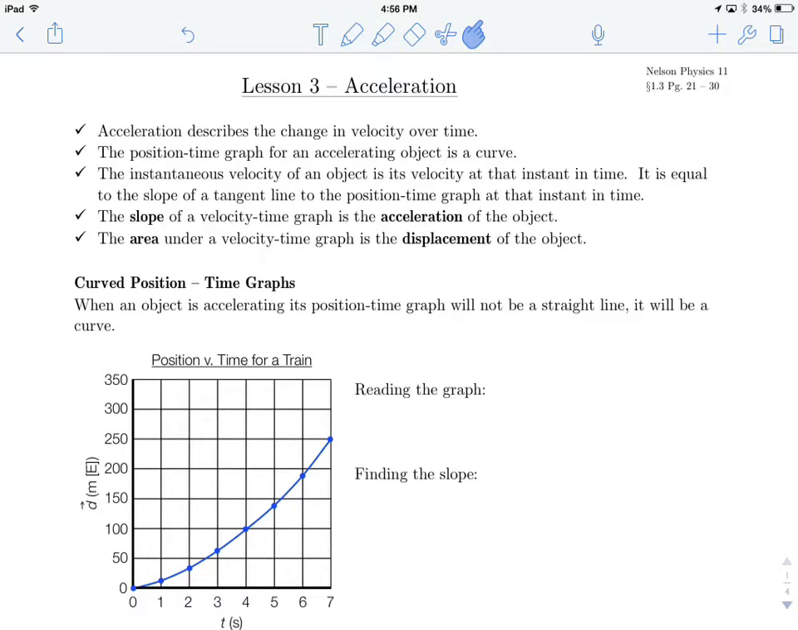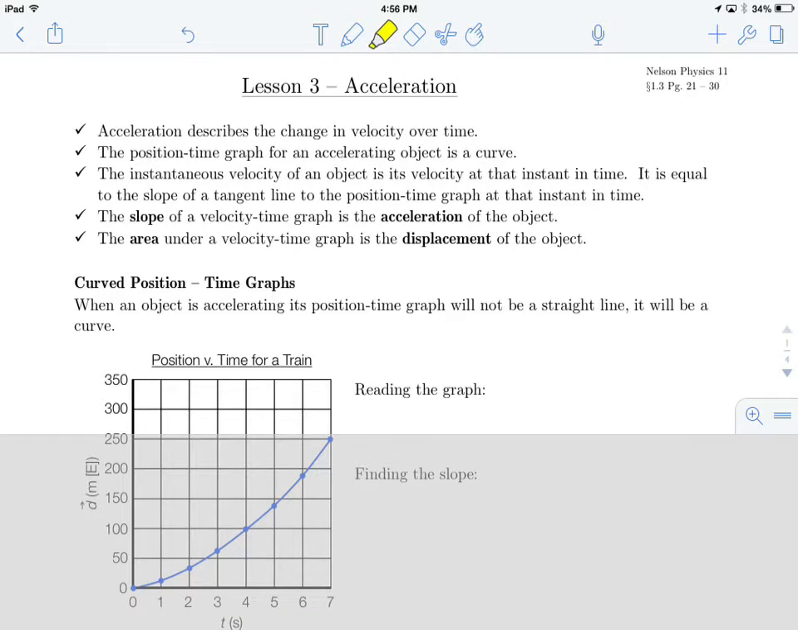So first of all, acceleration looks at the change in velocity over time. Okay, so just like velocity looked at the change in displacement or the change in position over time, acceleration describes change in velocity over time.